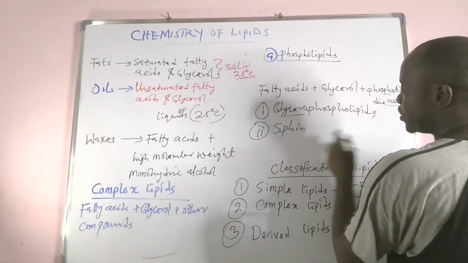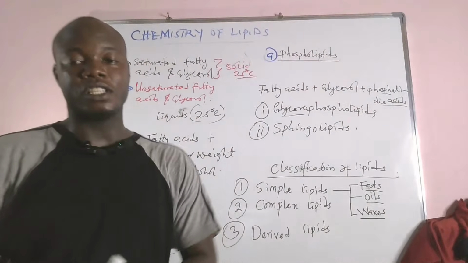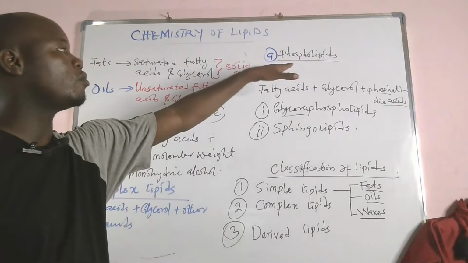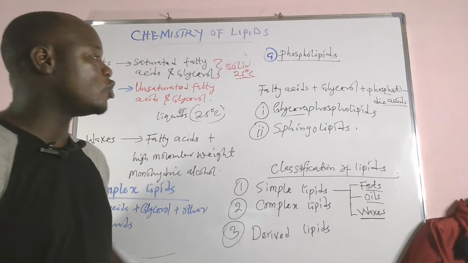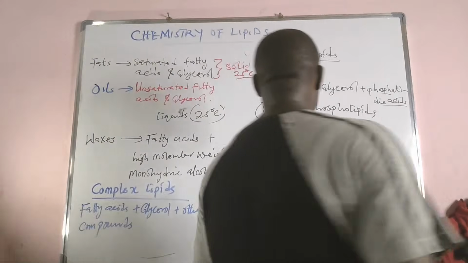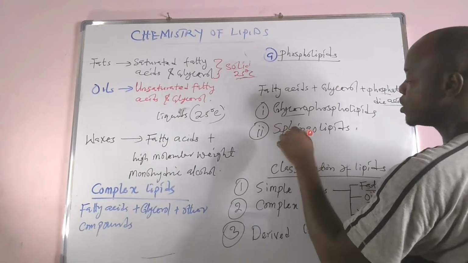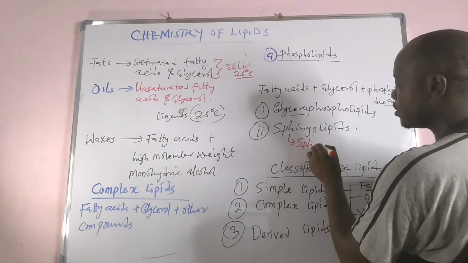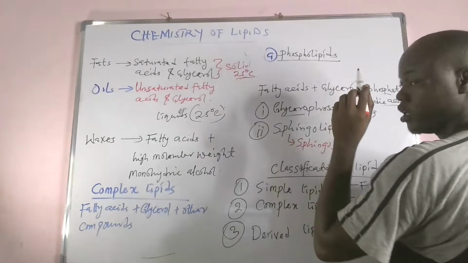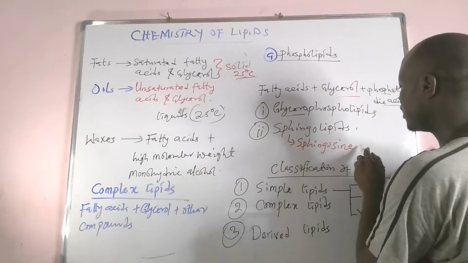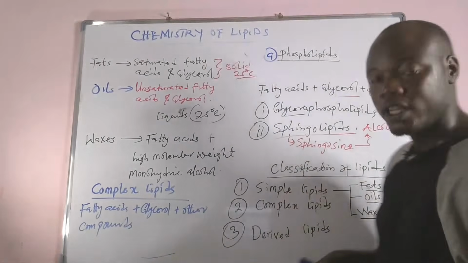Then another example of phospholipid, we have sphingolipids. Sphingolipid is also another example of phospholipid. So what is sphingolipid? It's a lipid that doesn't contain glycerol. Rather, the alcohol in sphingolipids is sphingosine. So it doesn't have glycerol. Sphingosine is the alcohol that is found in the sphingolipids.